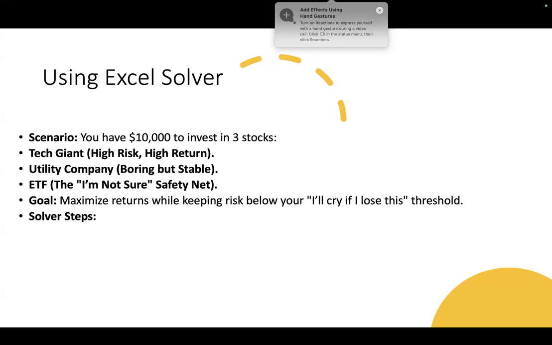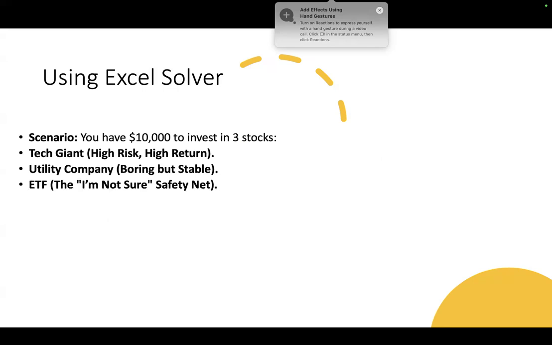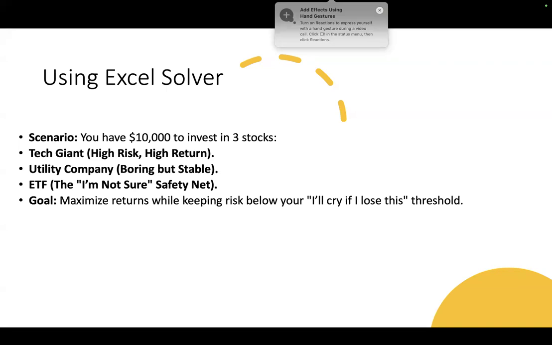Let's have an example in the Excel Solver scenario. You have $10,000 to invest in three stocks. A tech giant, the tech giants like Nvidia or Tesla, high risk, high return. A utility company. Utility companies are usually very boring but very stable, like something like Coca-Cola. And also an ETF. ETF is like when you are not sure, buy S&P 500, buy something like that, yes? The goal is to maximize return while you want to keep the risk below. Oh yeah, I don't want to cry if I lose everything.